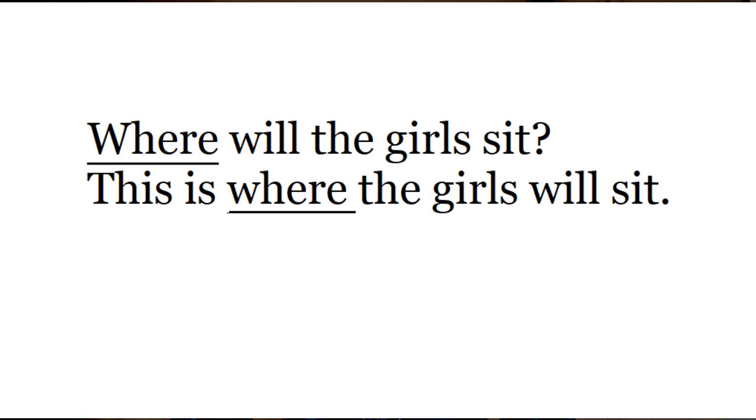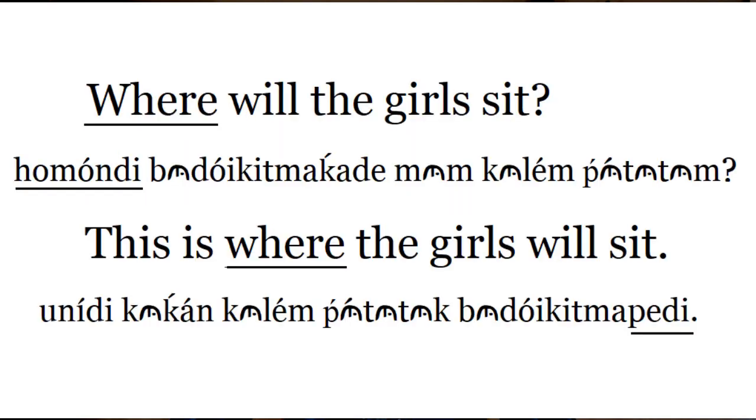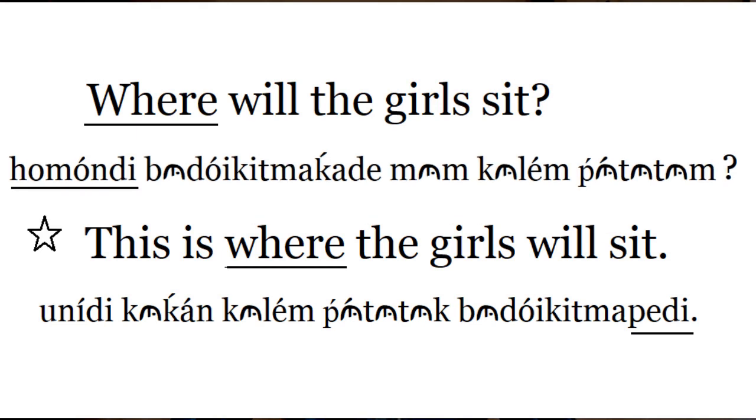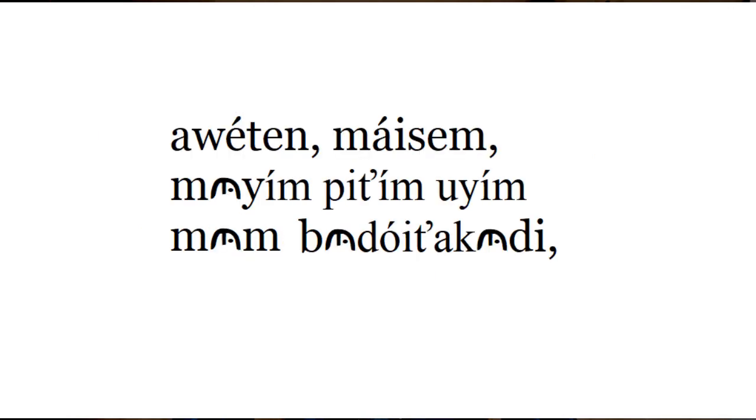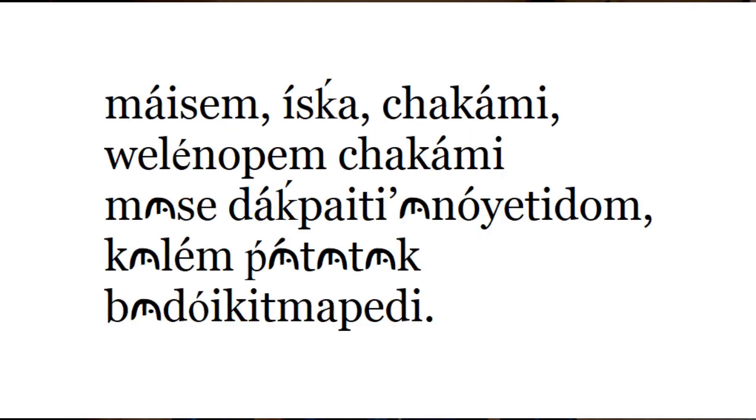Anytime you want to say a sentence with where, but it's not a question, don't use the question word for where. In English, we have the same word where, whether it's a question or telling about a place. But in Maidu, the question word where, homondi, is only for questions. If you're not asking a question, you need to use this construction that we've been showing you that's way different from English. Where the girls will sit down is kalem putatuk badoikit mapadi. No word for where is in there, but you see the ending, pedi, tells you it's a place. Then those guys on that outhouse seat ran runny pitch around where girls would sit down to make it stick to them.